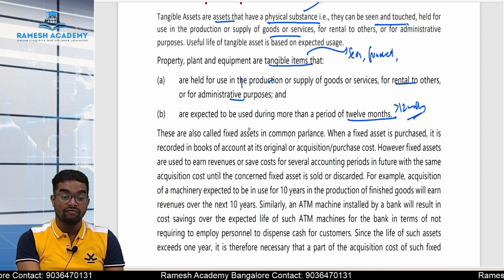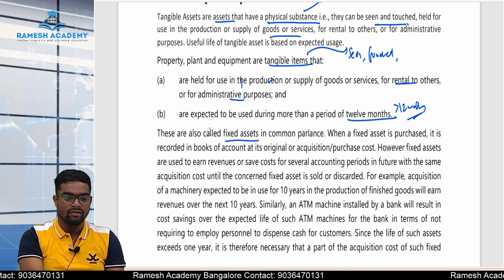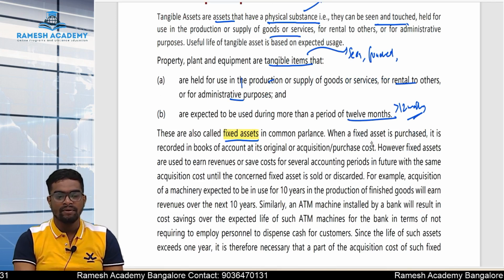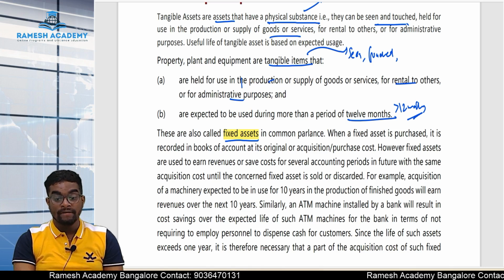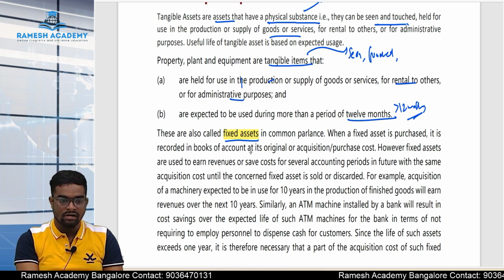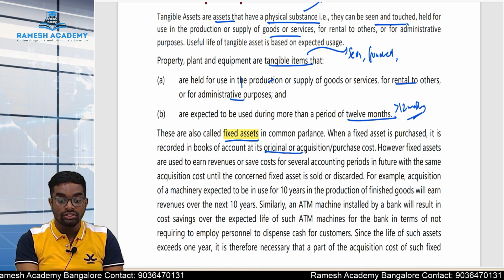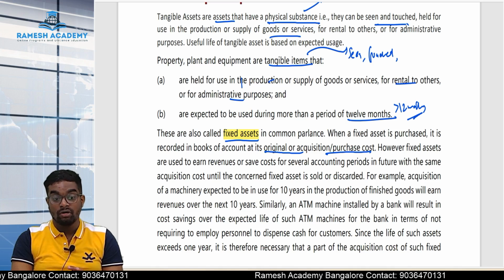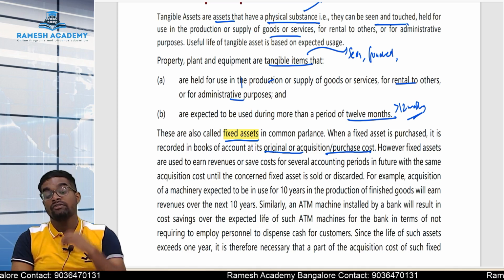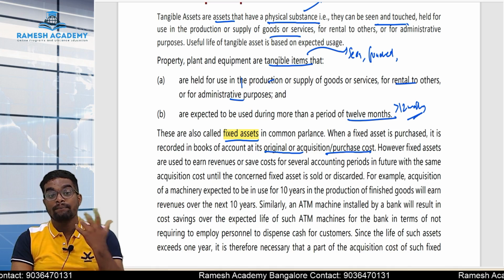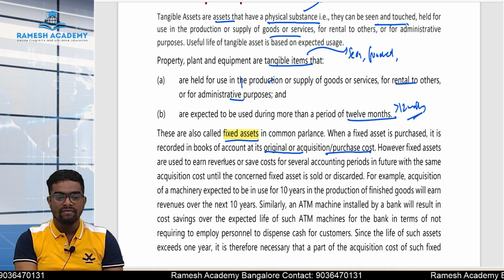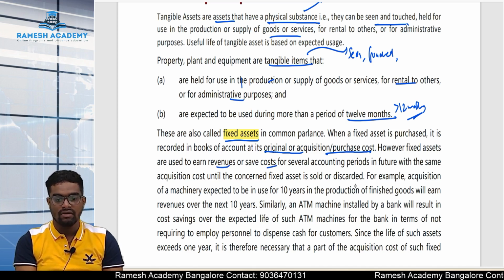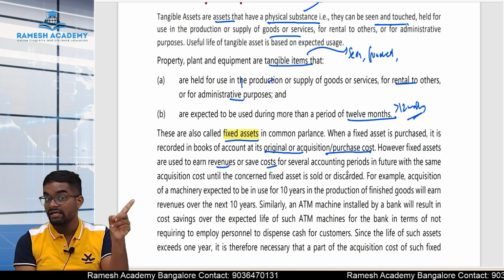These are also called fixed assets. So normally what do we call these assets? As fixed assets in common parlance. So when a fixed asset is purchased, it is recorded in the books at its original or acquisition or purchase cost. In chapter number 1 we saw what original cost is, the amount which we paid at the beginning or at the purchase of the asset. However, fixed assets are used to earn revenue or save cost for several accounting periods, which means more than 1 year.